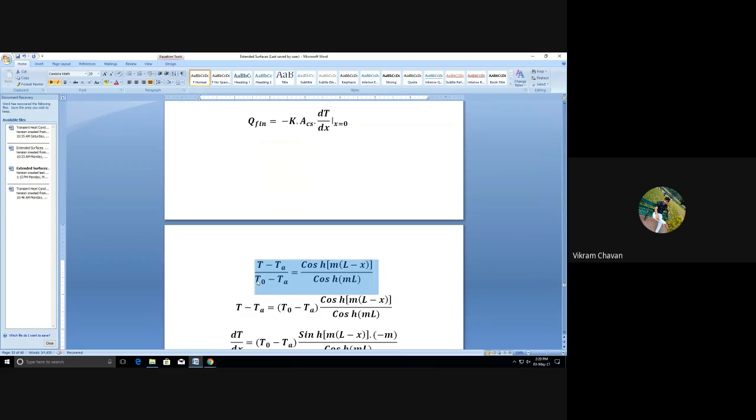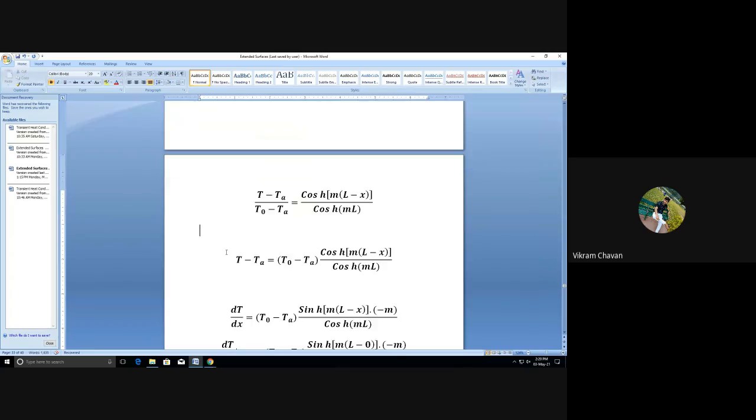So transfer the denominator T naught minus T_a to the other side. So we will get the equation as T minus T_a is equal to (T naught minus T_a) multiply by cosh of m(L minus x) divided by cosh of mL. Okay, now take differentiation of this particular equation.